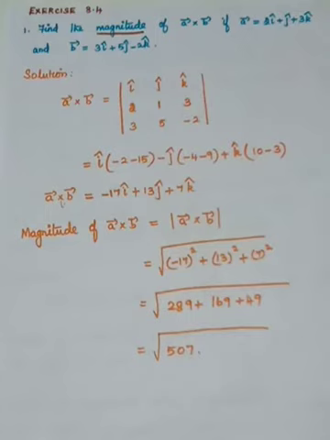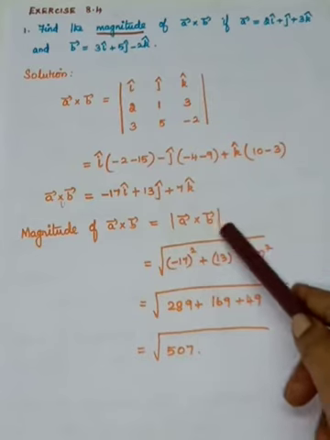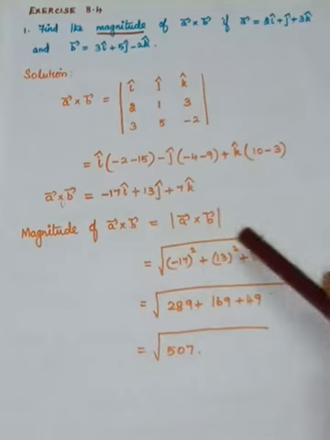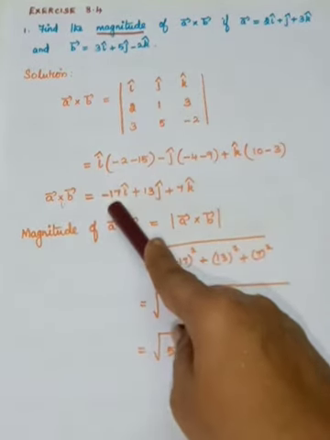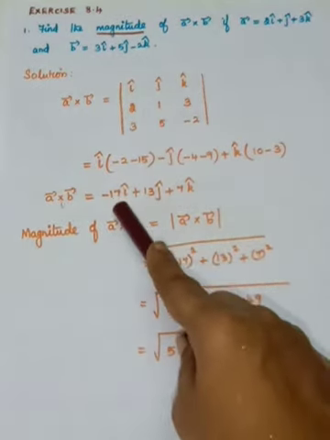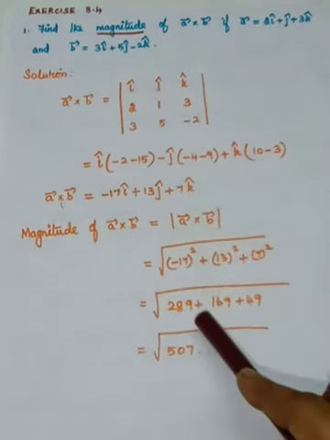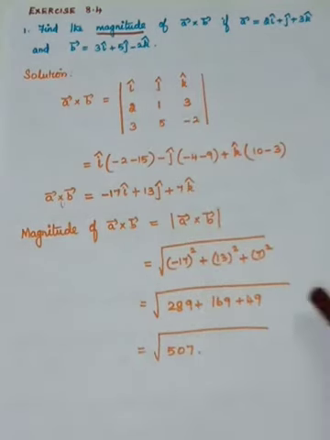But what is asked? Magnitude of A vector cross B vector. So magnitude means the modulus of A cross B. So how to find the modulus of any vector? You have to write the square root of the coefficient of i cap the whole squared, that is x squared plus y squared plus z squared. Your x is minus 17, so minus 17 the whole square plus 13 the whole square plus 7 the whole square. If you square and add, you will get the answer as square root of 501. So we have found the magnitude of A vector cross B vector.